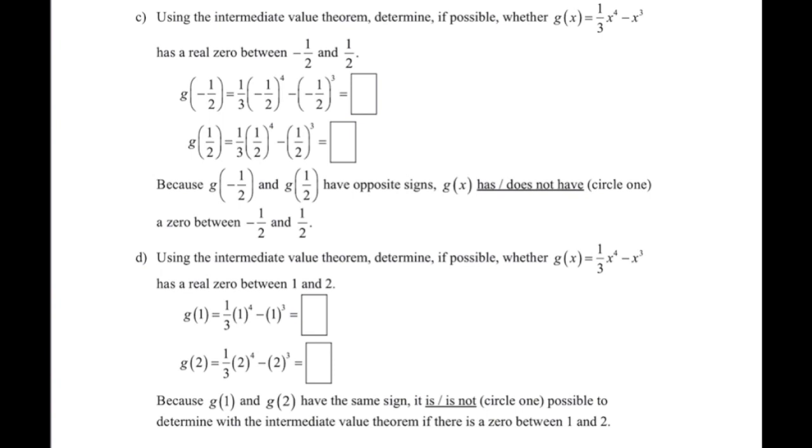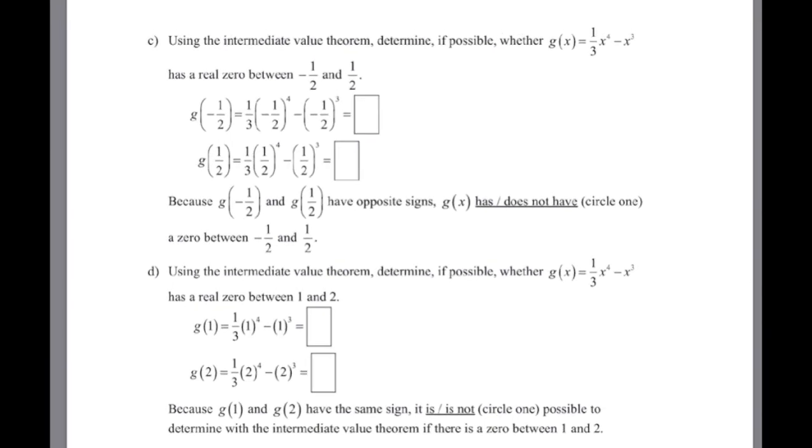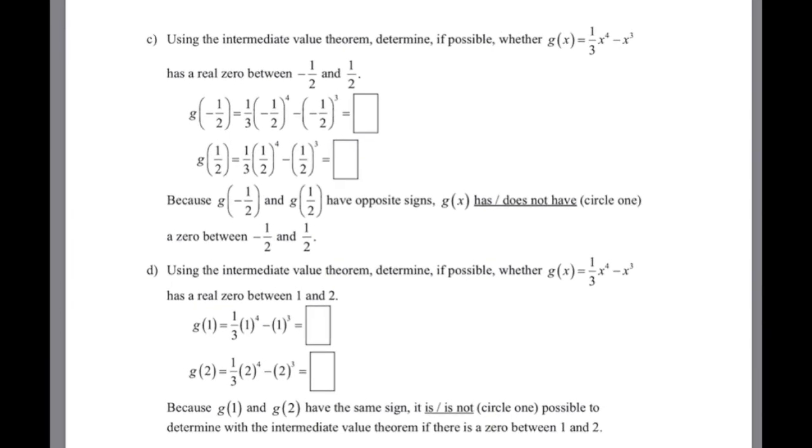A couple more examples with the intermediate value theorem. Here we have a few fractions. We want to know, is there a real 0 between -1/2 and 1/2 of 1/3 x to the 4th minus x cubed? So here's -1/2 and +1/2.